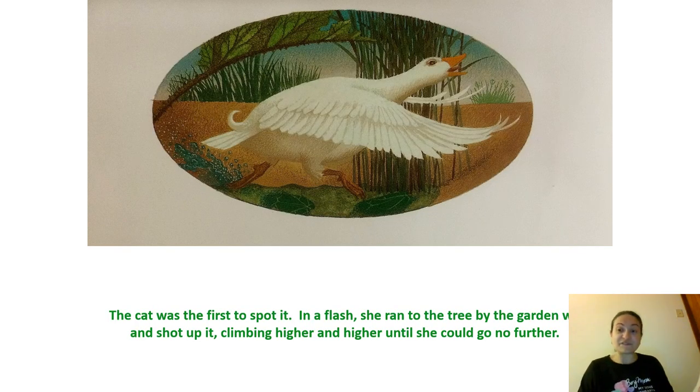The cat was the first to start. In a flash, she ran to the tree by the garden wall and shot up it, climbing higher and higher until she could go no farther. You can see how on number 15, the cat is darting up the tree, right? It knows.